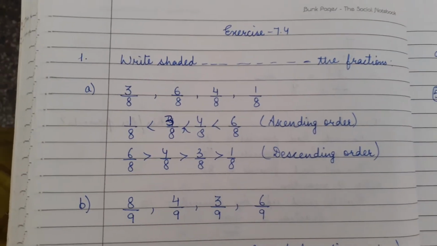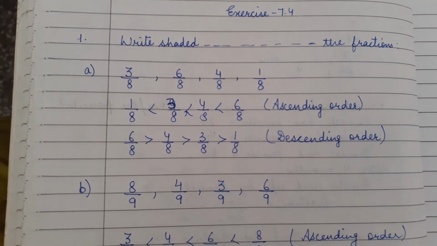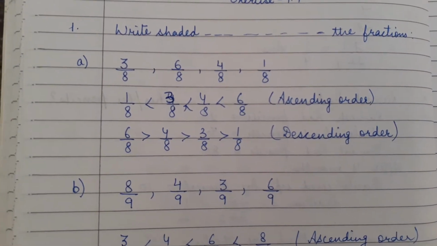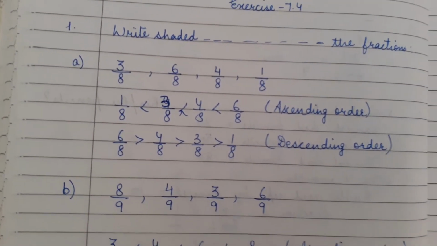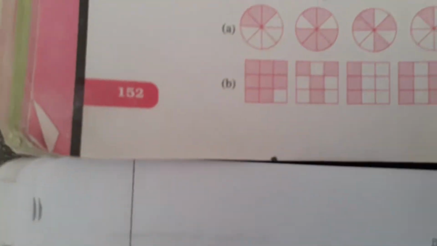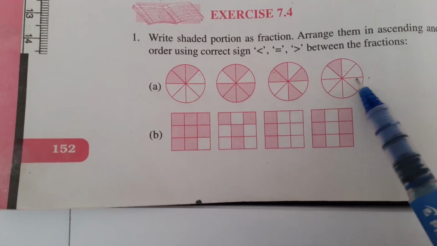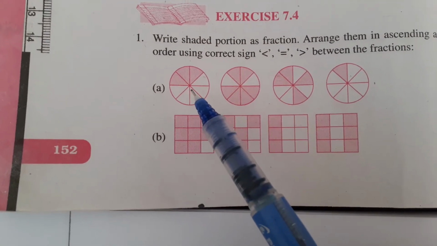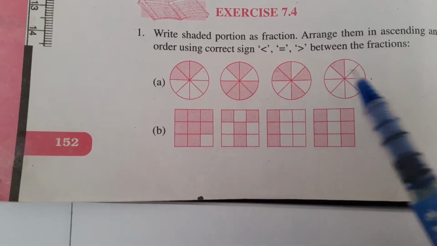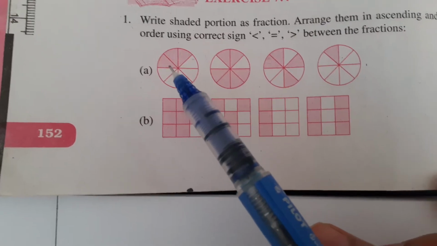Afternoon everyone. Today we have to start exercise 7.4, and in question number 1 you have to write the shaded portion as a fraction and arrange them in ascending and descending order. The figure is given in the book. In part A, there are 4 circles and we have to write the fractions of all these 4 circles first, then we'll arrange the fractions in ascending and descending order.